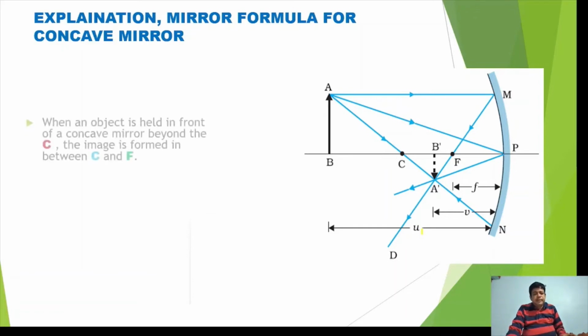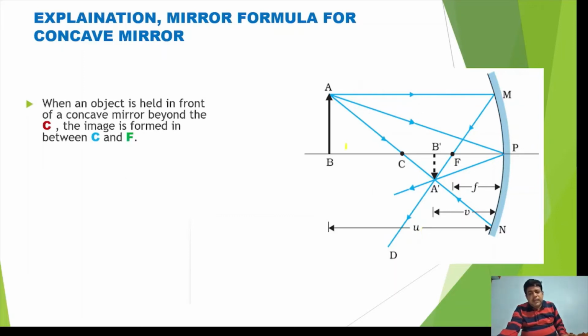And you see here, the object is placed above the principal axis beyond C. Here the object is held beyond C, and according to the ray diagram for the concave mirror, when the object is held in front of the concave mirror beyond C, beyond the center of curvature C, where does the image formation take place? Yes, all of you know.